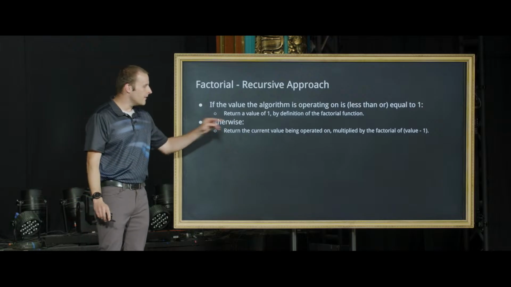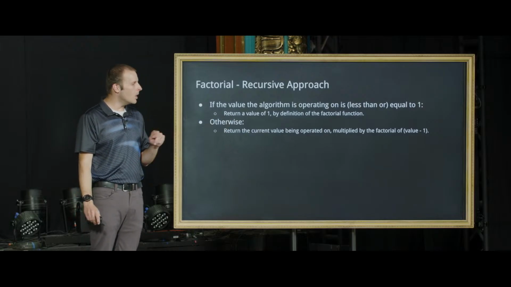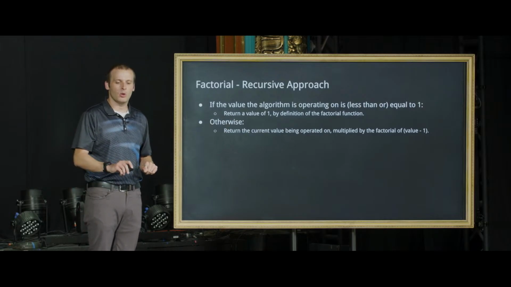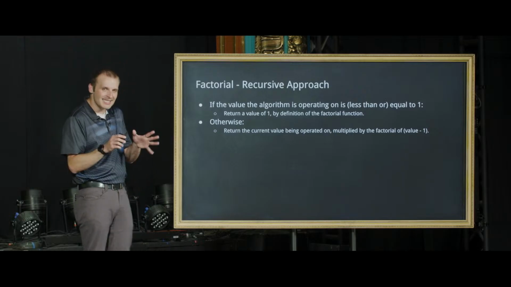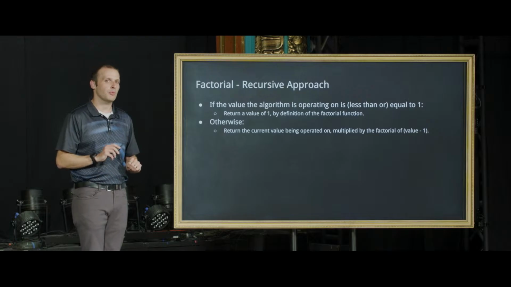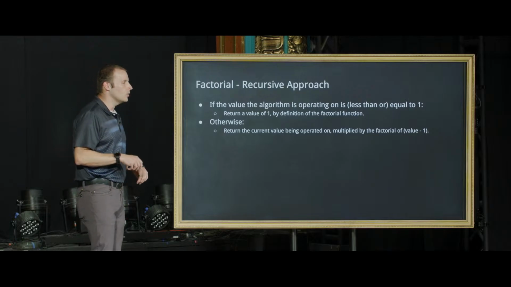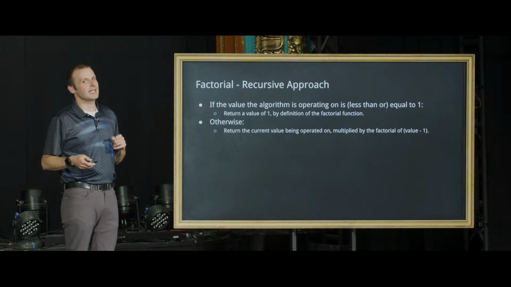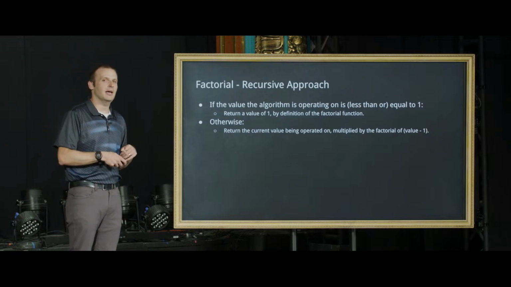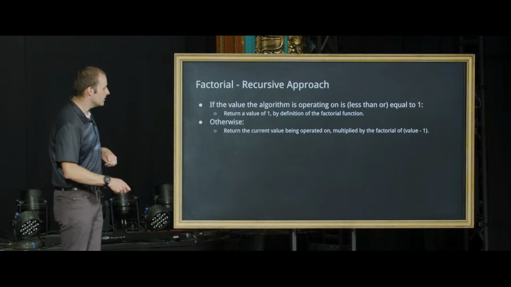Otherwise, we return whatever we're currently operating on multiplied by the factorial of the number one number smaller. So we're kind of trying to get towards that base case. We're trying to get a slightly smaller version of the same problem. And we're going to wait. We're going to be on hold on the phone, waiting to get the answer from somebody else down the line to then give that answer back to us. So it's a different approach. Let's take a look at it.